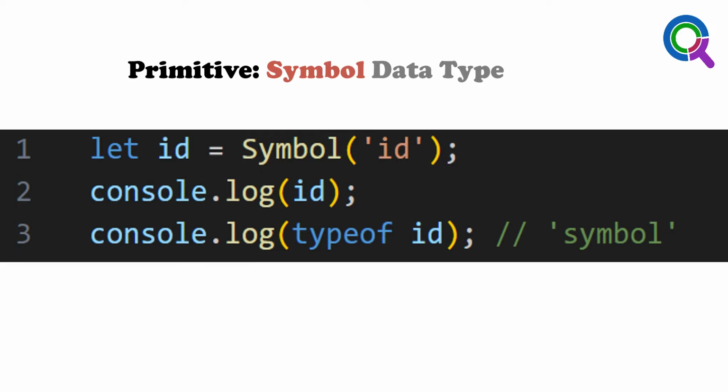Symbols are unique and immutable identifiers. For example, let ID equal Symbol("ID"). The type of ID is symbol. Symbols are often used as unique keys in objects.